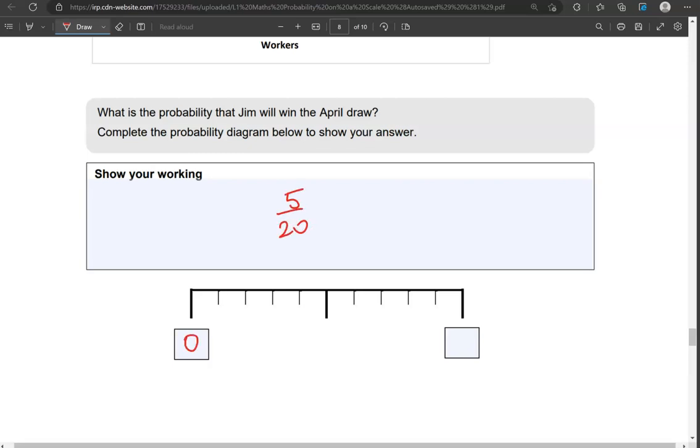there is 0 and 1. So 5 out of 20 is a quarter. So dividing 5 by 5 gives us 1. Dividing 20 by 5 gives us 4. So this is halfway through, 0.5, or half, and this will be 0.25, or a quarter.